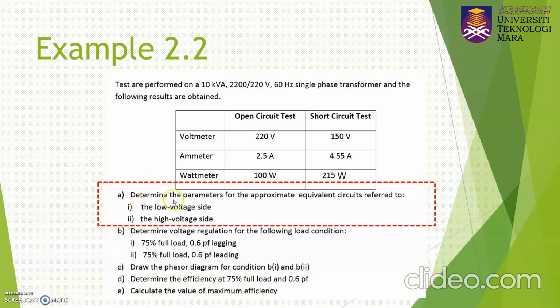So question number A, determine the parameters for the approximate equivalent circuits. Refer to the low voltage side and also the high voltage side. Meaning that we need to determine each of the parameters for the transformer equivalent circuit, including RC1, XM1, R1, R2, XL1, and also XL2. Okay, and then we need to repeat the steps for both. First one we need to refer to the low voltage side, and the second one we need to refer to the high voltage side.